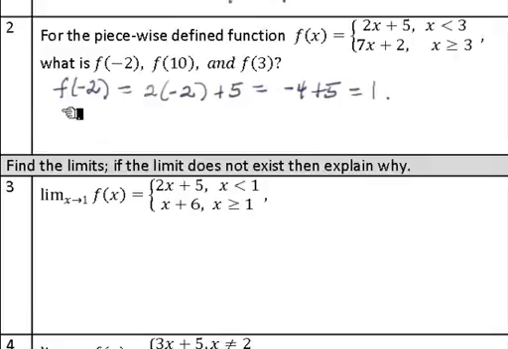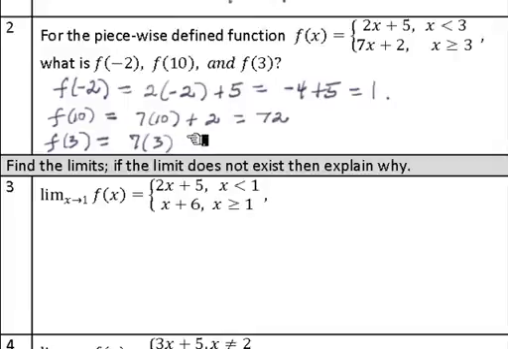And now we want to find f of 10. 10 fits into the second category. 10 is greater than or equal to 3, so use the second expression and substitute in 10. And we have 72. And finally, f of 3. Well, here, because of the double line here, x greater than or equal to 3, 3 fits into the second category as well, so use 7x plus 2 to find the value. Substitute in 3. And we have 23.